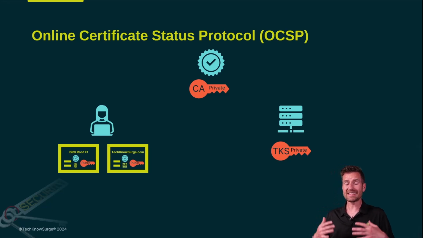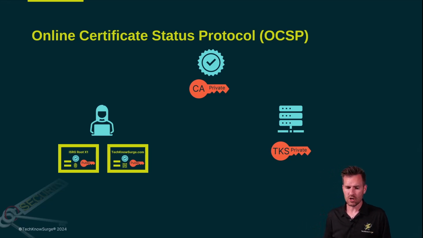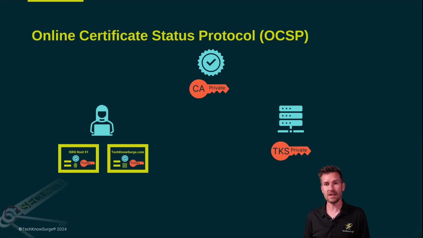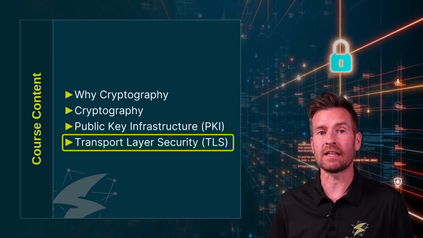And since certificates can be compromised, we need some way to call back those certificates or make sure that the end client knows when there's an invalid certificate. So we use things like the OCSP or the certificate revocation list. And PKI can be used in transport layer security, or TLS.